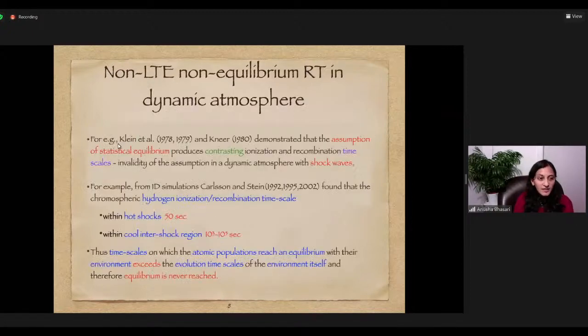On the other hand, Klein and Kneer already demonstrated that this statistical equilibrium is also invalid in a dynamic atmosphere with shock waves. From 1D simulations, Carlsson and Stein found that the chromospheric hydrogen ionization-recombination time scale within hot shocks is 50 seconds, whereas within cool intershock regions, it can be as high as 10^3 to 10^5 seconds. Therefore, the time scales on which the atomic populations reach equilibrium with their environment is much more than the evolution time scales of the environment itself. And therefore, equilibrium is never reached.